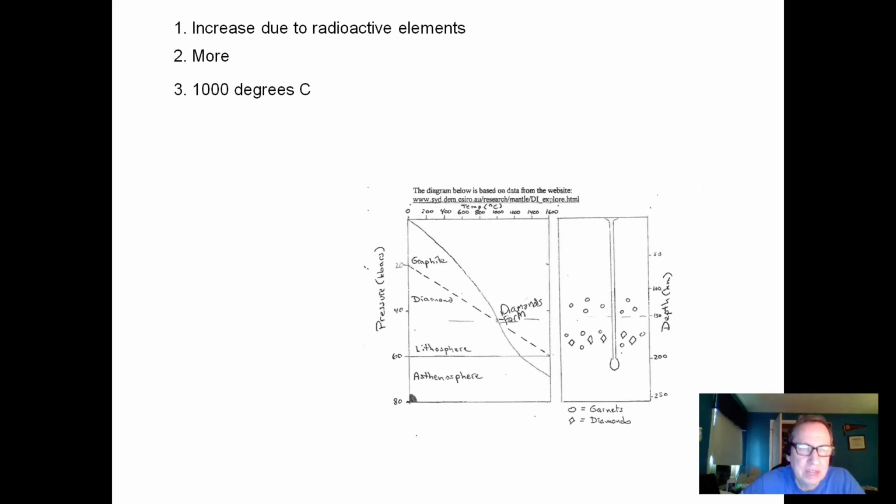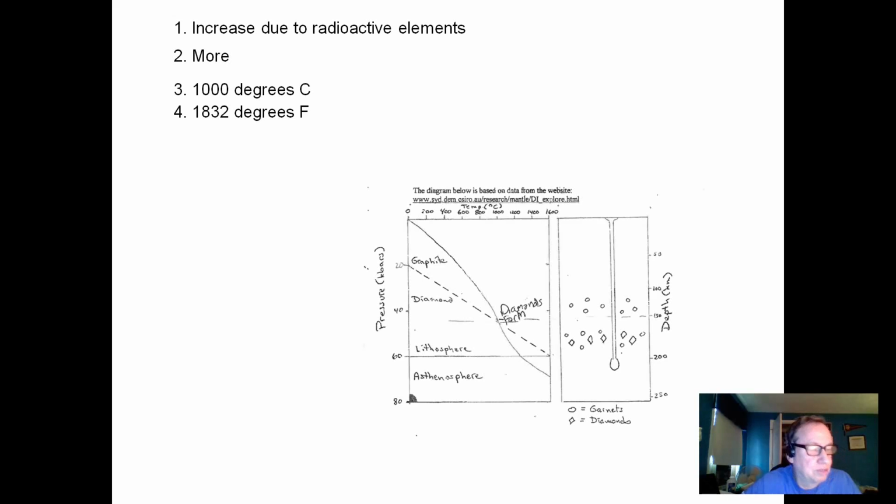Number four, we don't tend to think in terms of degrees Celsius. We tend to think in terms of Fahrenheit. So what would that be in Fahrenheit temperatures? And I gave you the formula. Fahrenheit temperature is equal to 9/5 times the temperature in Celsius plus 32. So if you take 1,000 times 9 divided by 5 and add 32, you end up with 1,832 degrees Fahrenheit. So you need very high temperatures in order to make a diamond.